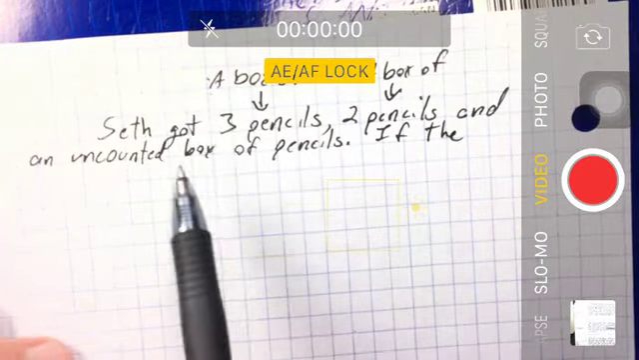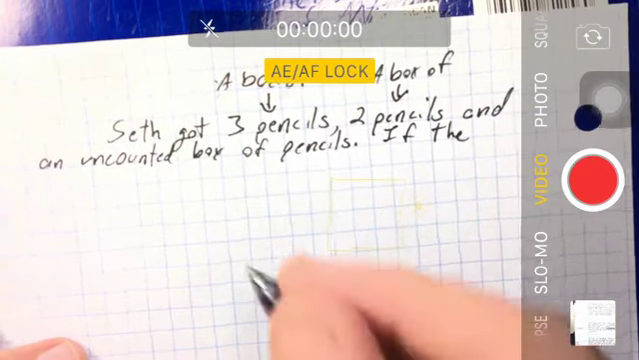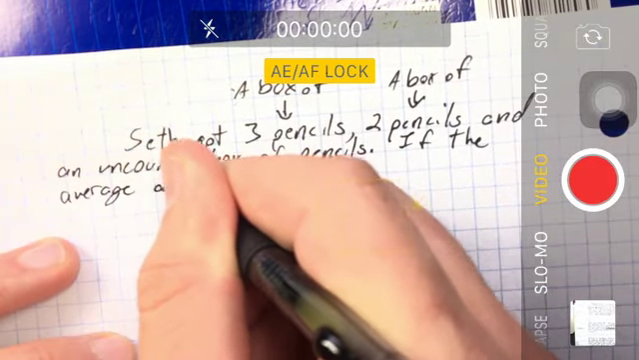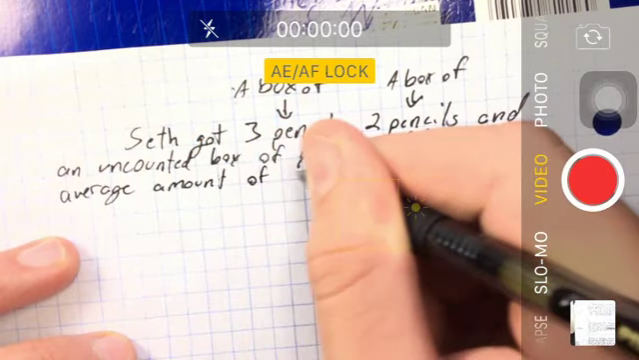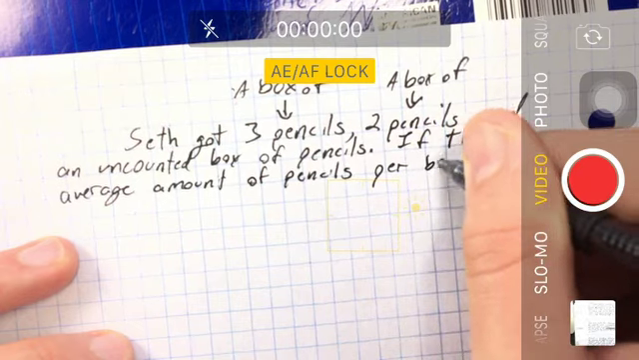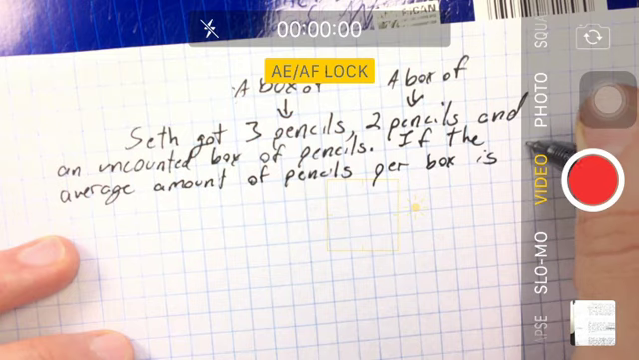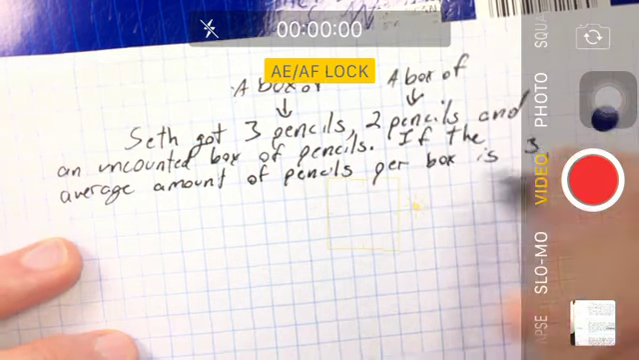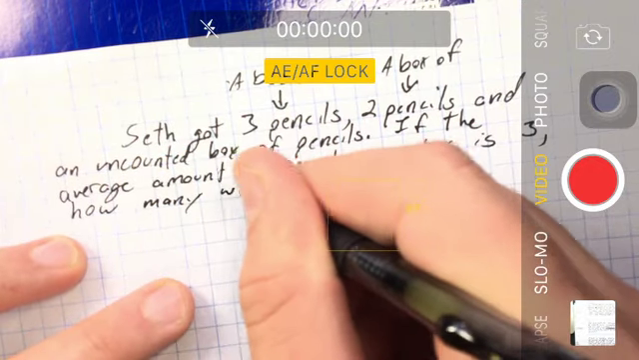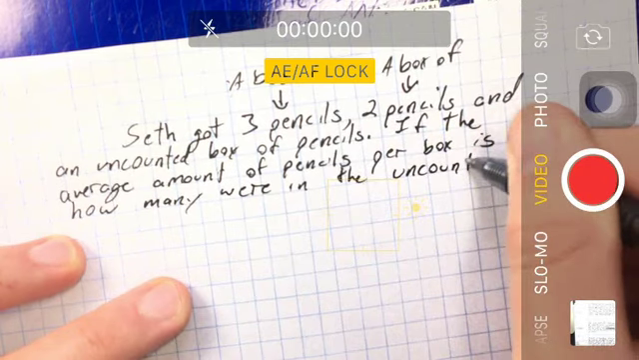So here's the problem. Seth gets a box of 3 pencils, a box of 2 pencils, and an uncounted box of pencils. If the average amount of pencils per box is 3, how many were in the uncounted box?